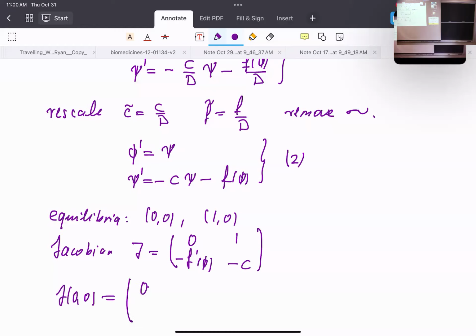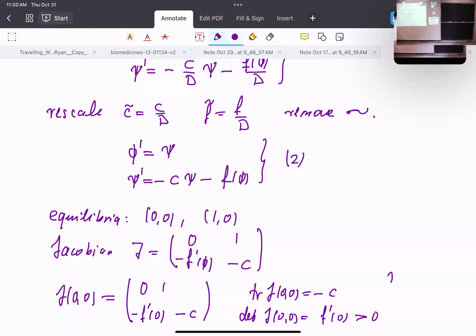We get 0, 1, f prime at 0, which is positive, so with the minus sign it's negative, and we get minus c. And so then the trace of J at 0, 0 is minus c, and the determinant of J at 0, 0, this times this minus this times this, is f prime at 0, which is positive. What does this mean? So trace negative, determinant positive. This means stable, right? It's a stable thing.